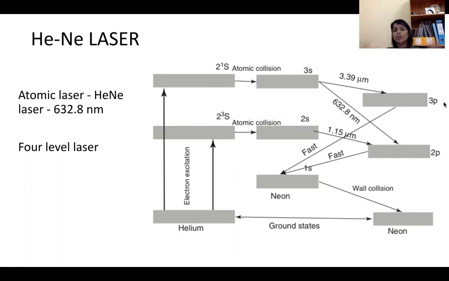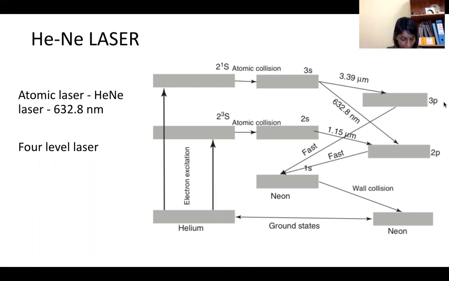So this is a 4-level laser, and why do we have helium neon, not like the argon and the halide and rare gas system, where a reaction is occurring? Here, the helium basically helps neon in the lasing action.